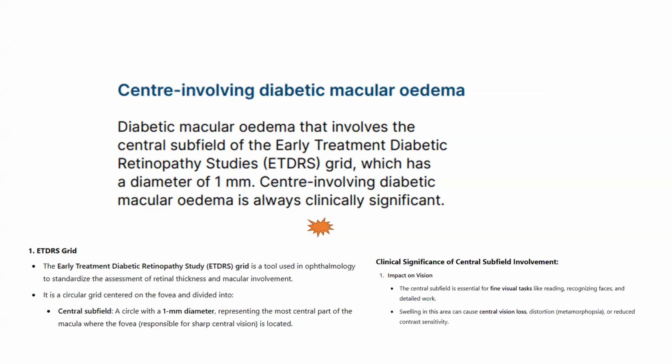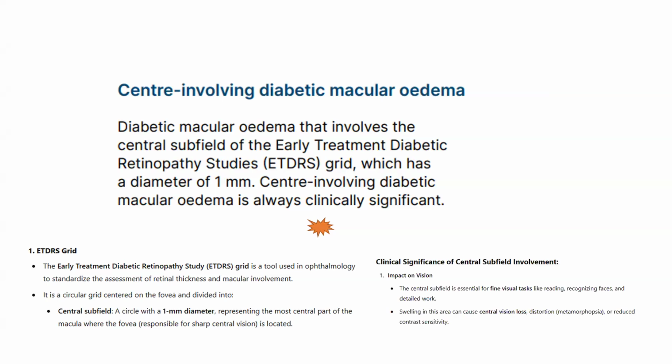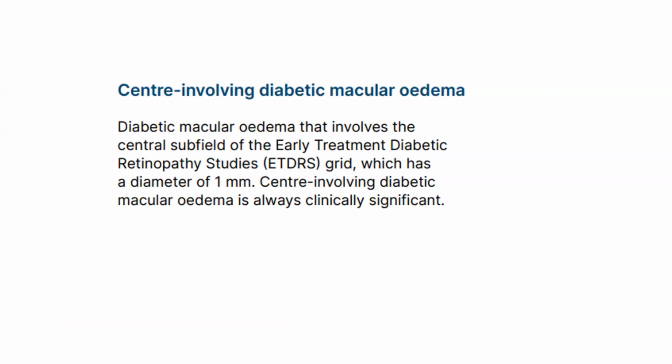As I mentioned, there is a lot of clinical significance of this central subfield because it has a direct impact on the vision. It is essential for fine visual tasks like reading, recognizing faces, and detailed work. And swelling in this particular area can cause central vision loss, distortion, which is referred to as metamorphopsia, or even reduced contrast sensitivity. Hence, it is extremely important to take this into consideration and target it with immediate intravitreal anti-VEGF therapy.